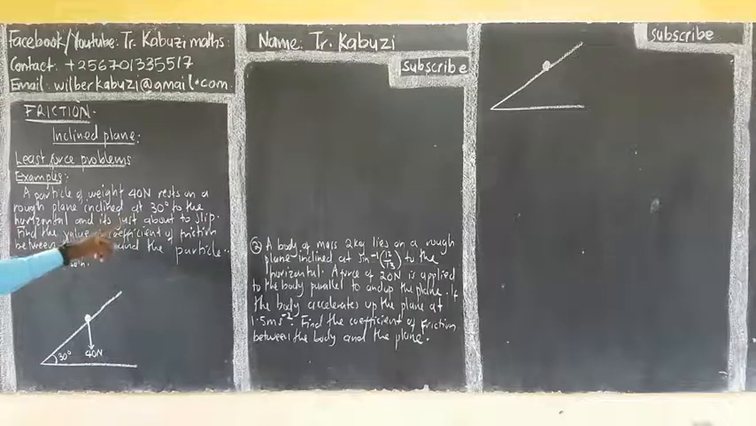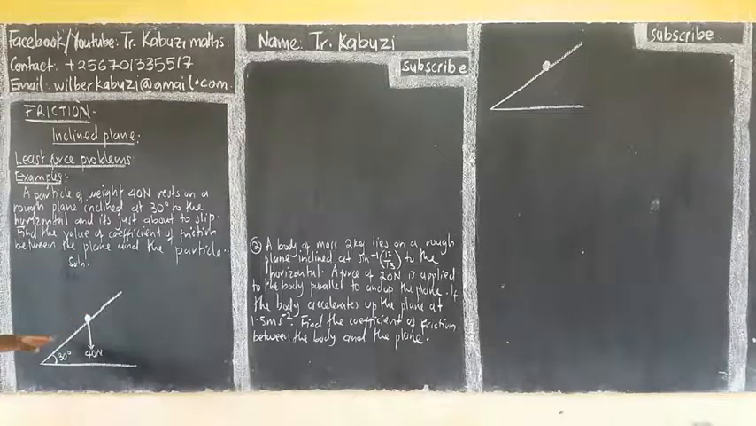It rests on the rough plane inclined at 40 degrees to the horizontal, and it's just about to slide. If it's just about to slide, it means it's going to go downwards, so our friction force will be upwards. Find the value of the coefficient of friction between the plane and the particle.